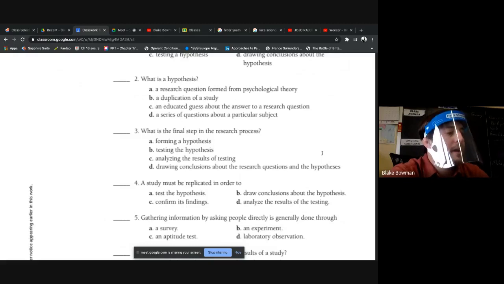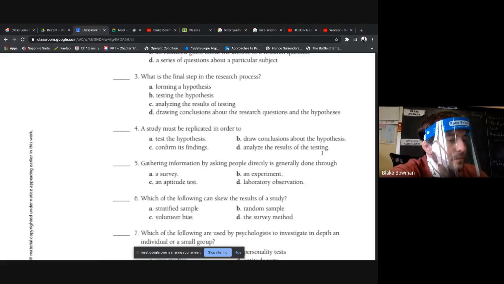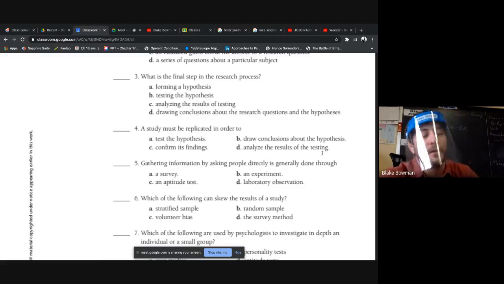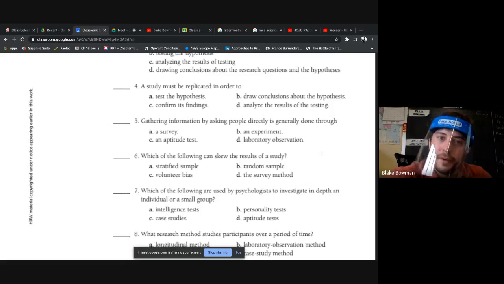All right, 3, what is the final step in a research process? What's that? Yep, good job. So drawing conclusions about the research questions and the hypothesis. Good job. All right, we all know that before we can prove our study, we need to replicate it to make sure that there's no confounding variables or eliminate any type of bias. And we need to make sure that we can show and express our data, okay, so we can draw conclusions to it. Good. Well, there you go, leads to the next one.